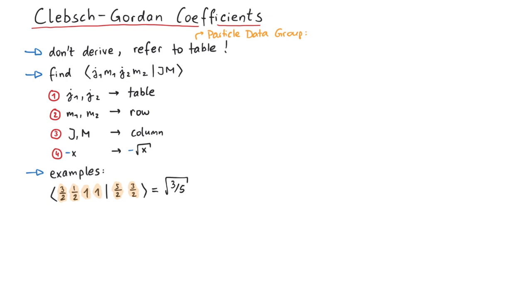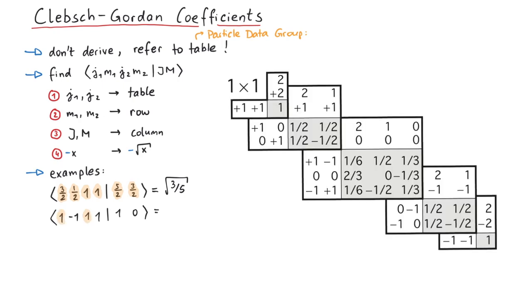Next, we want to find 1 minus 1, 1, 1, 1, 0. Step 1. Use the 1, 1 table. Step 2. Look at the minus 1, 1 row. Step 3. Look at the 1, 0 column. Step 4. Include the square root. The result is minus 1 over the square root of 2.